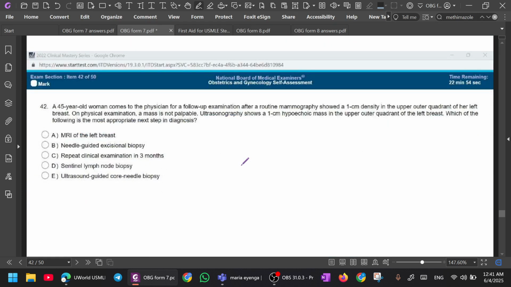A 45-year-old female comes to the office for a follow-up examination after a routine mammography showed a 1 centimeter density in the upper outer quadrant of the left breast. On physical examination, the mass is not palpable. Ultrasonogram shows a 1 centimeter hypoechoic mass in the upper outer quadrant of the left breast. Which of the following is the most appropriate next step?